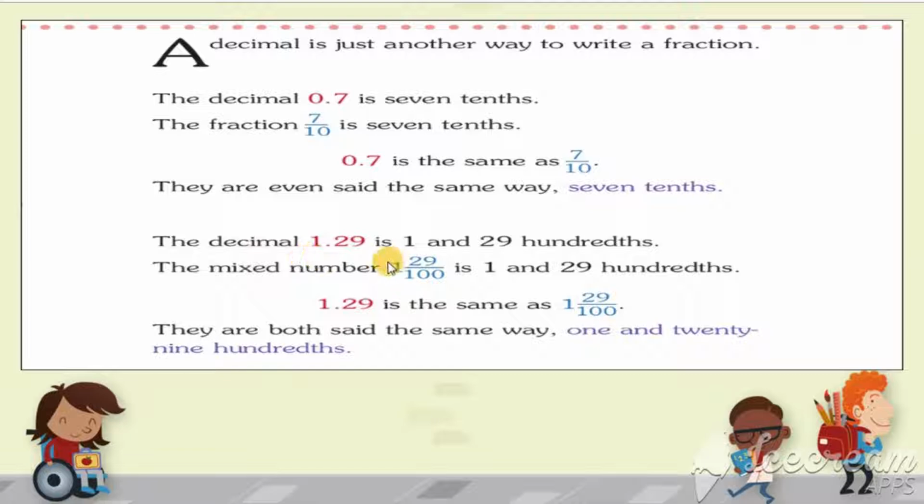We have here the decimal 1.29. It's 1, the whole number, and this is the decimal point, and the 29 is 29 hundredths. Okay, and here I have a mixed number, 1 and 29 over 100. 1 is the whole number, and 29 is hundredths. So we're going to read it as 1 and 29 hundredths, the same as 1 and 29 over 100.